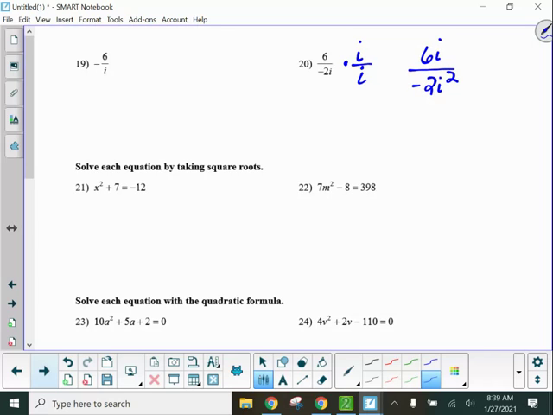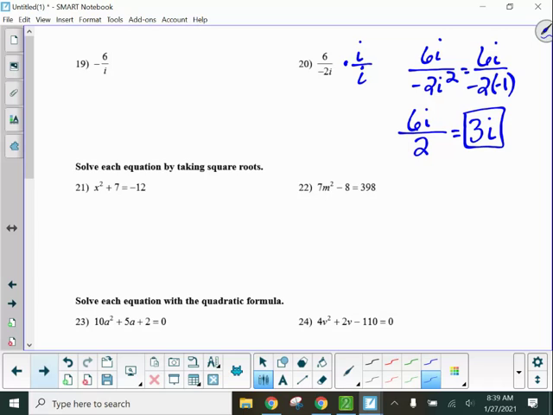Well, if you remember from the previous problem that we had, anytime you have an i squared, that's equal to -1. So this is really 6i over -2 times -1, which is 6i over +2, and then you can reduce the 6 and the 2, and that becomes a 3i. So 3i would actually be your solution. So there is one that I did the solution for.